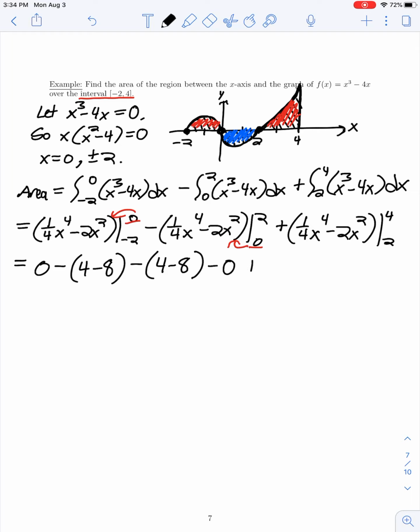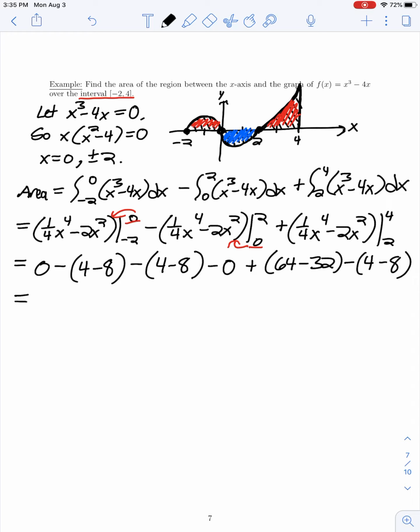So subtracting nothing, and then we add on the end, when we evaluate at 4, we would have 4 to the 4th divided by 4, which is the same as 4 cubed, or 64. Minus 2 times 4 squared is 32. And then we subtract what we get when we evaluate at 2. So we would have a 4 minus 8. So let's see what we're left with here.